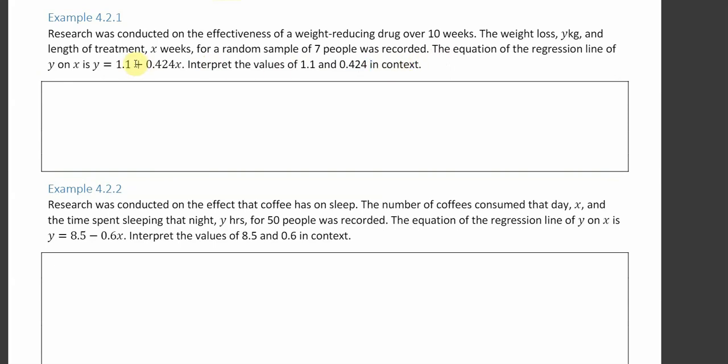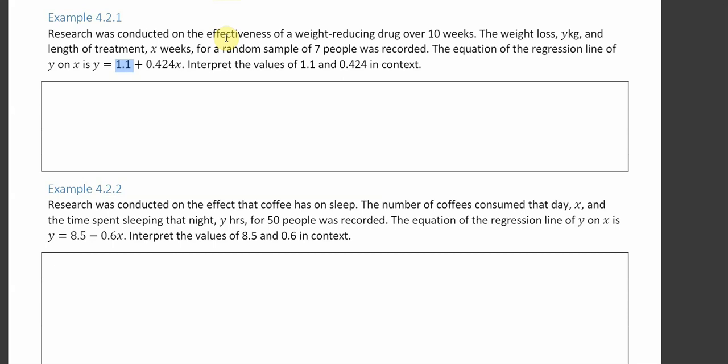Well, the first value, the 1.1, is the value of y when x equals 0. So when x is 0, y is going to equal 1.1. However, just writing that won't get you any marks because it's not in context. So we've got to take that statement that I've just said and write it in the context of this question.